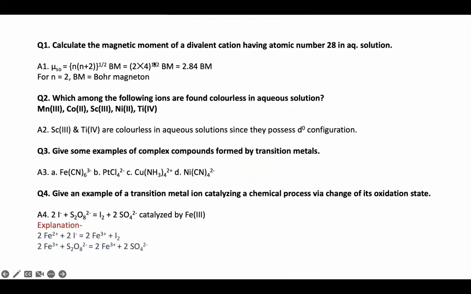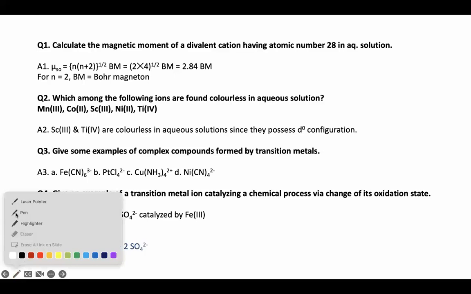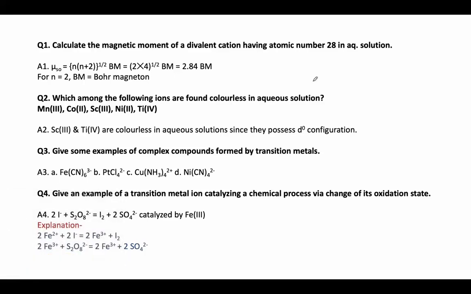So firstly, the question is: calculate the magnetic moment of a divalent cation having an atomic number of 28 in aqueous solution. Whenever we talk about the magnetism or the magnetic properties of D block elements, we have to have a brief idea about their magnetic properties. So when a specific magnetic field is applied on a transition metal, suppose this is a transition metal and this is the magnetic field.